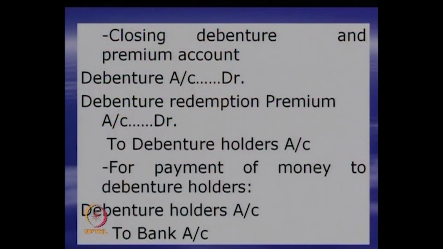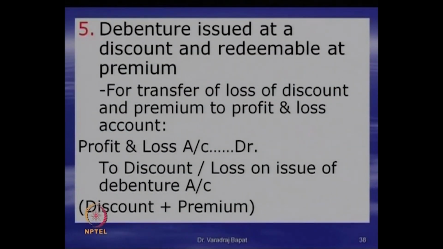And the next entry is of course for making the payment. So debenture holders to bank. Now let us take case number 5. In case number 5, the debentures are issued at discount but they are redeemed at premium. So the company has losses on both sides. It is being issued at 97 and being redeemed at 106. So this 9 rupees loss, 3 plus 6, will be transferred to P&L.